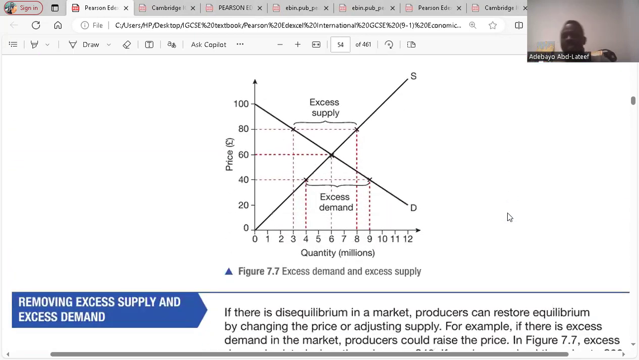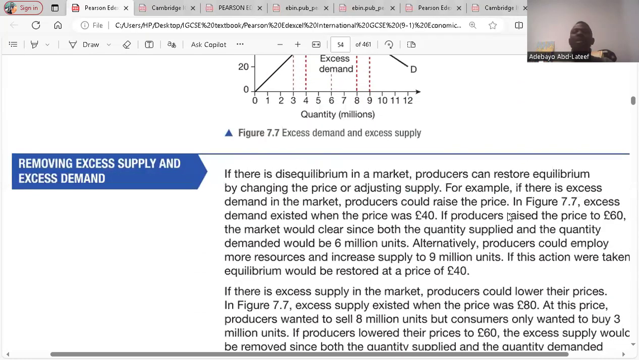So that's the graph there. Excess supply above equilibrium, excess demand below equilibrium. Now, removing excess supply and excess demand is correcting disequilibrium. We have to correct disequilibrium because the market must equal. Demand and supply must equal. That is when suppliers will be able to supply and the consumer will be able to buy and the market will be cleared. If the market doesn't clear, that means there's disequilibrium.